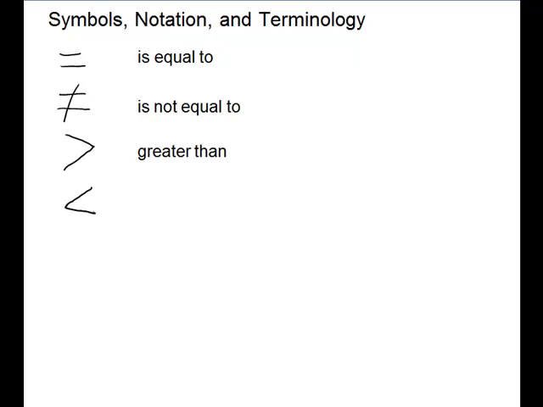We're going to look at some symbols, notation, and terminology used with math. First, we have the equal symbol. Next, we have is not equal to, which is the equals with a slash. Then we have greater than, less than, greater than or equal to with the equals line underneath, and less than or equal to.